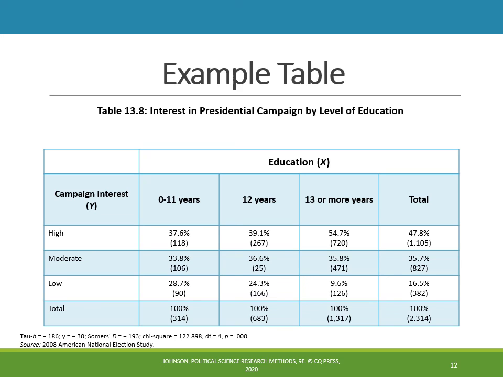So we're seeing here that high interest is associated with high education. Moderate interest is associated with moderate education. Low interest is associated with low education. So what does this tell us about the direction of the relationship? It has to be a positive relationship, because as the years of education go up, the interest in campaigns goes up as well. So that's one way to look at a chart and be able to tell the direction of the relationship.